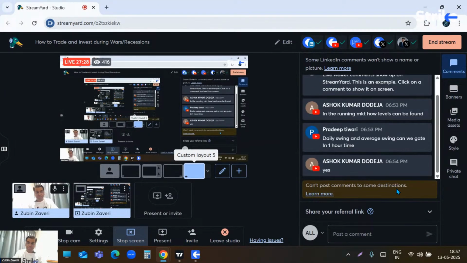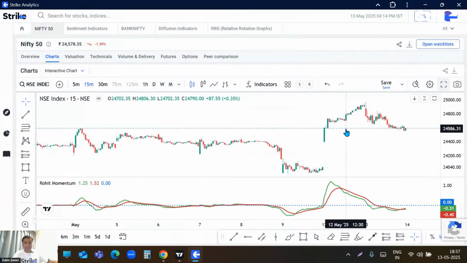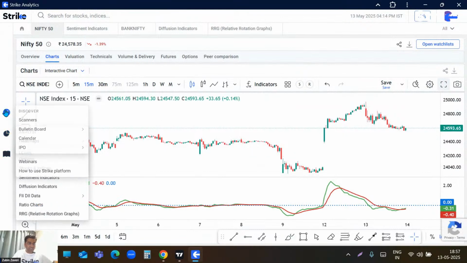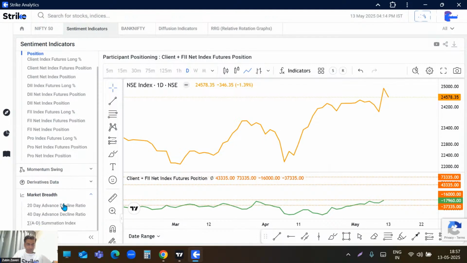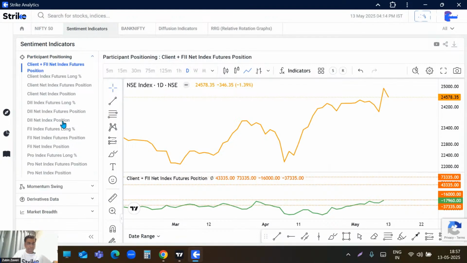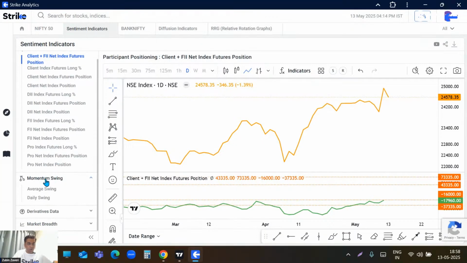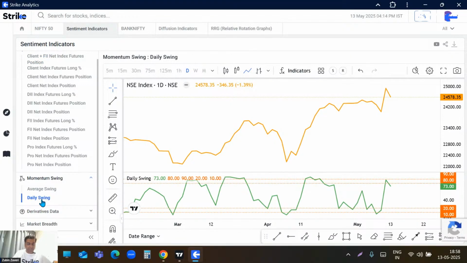Now what Pradeep ji is asking for is daily swing and average swing. So let me first show you where you will find these indicators. On the left hand side, there are these three buttons. On the second button, which is the analyze button, you have sentiment indicators. Once you click on sentiment indicators, there are so many indicators, we need not focus on all of them. But first we will focus on momentum swing, daily swing. Daily swing and average swing are the two indicators over here, which can be found only on the daily time frame chart. But as I said, these values keep on changing every 5 minutes.